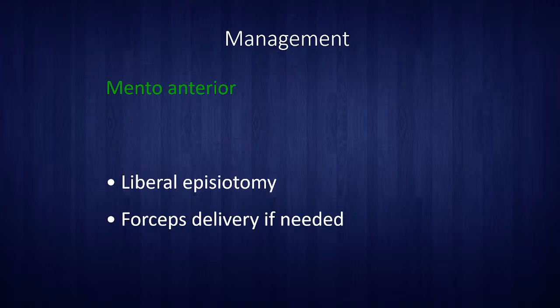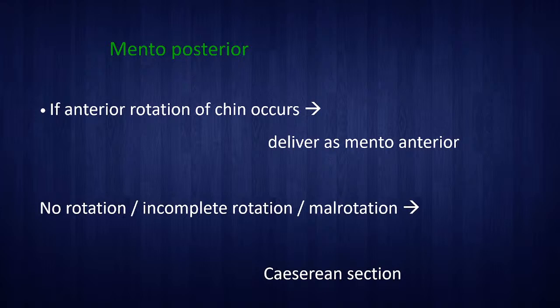So, in mento anterior, how to deliver? Liberal episiotomy should be given and forceps can be applied if needed. Do not apply forceps in all cases of face presentation. In mento posterior, if rotation occurs, then deliver as mento anterior. If rotation is not there or incomplete rotation, cesarean section should be done.